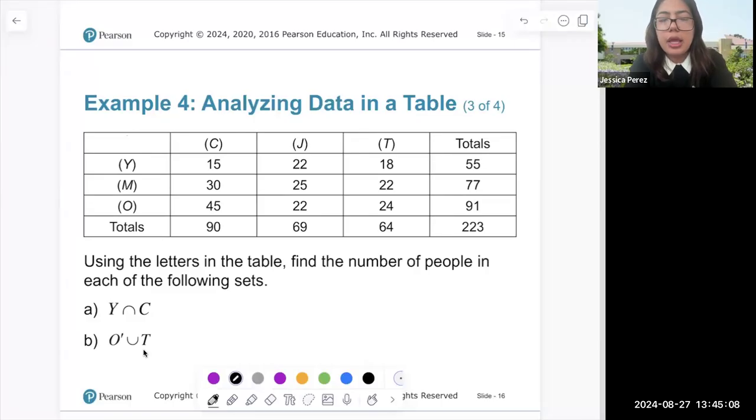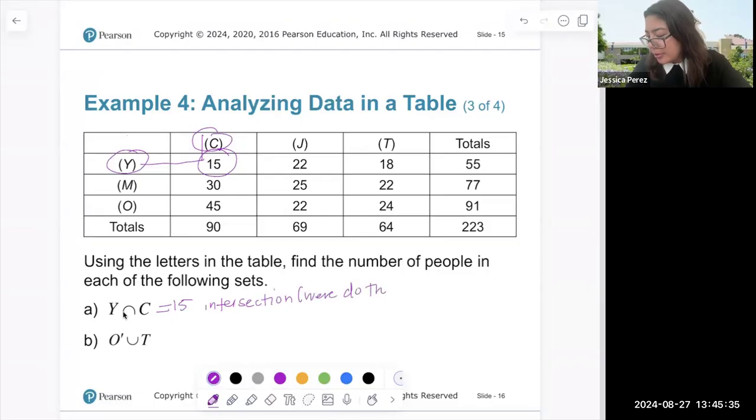So let's read what A is. We want to find the intersection between Y and C. So where is that? We have a Y and we have a C. Where do they meet? They meet here in 15. So 15 is the answer. Because they're saying I want you to find the intersection, where do they meet? Well, they meet when Y is Y and then you have C. That's this piece.